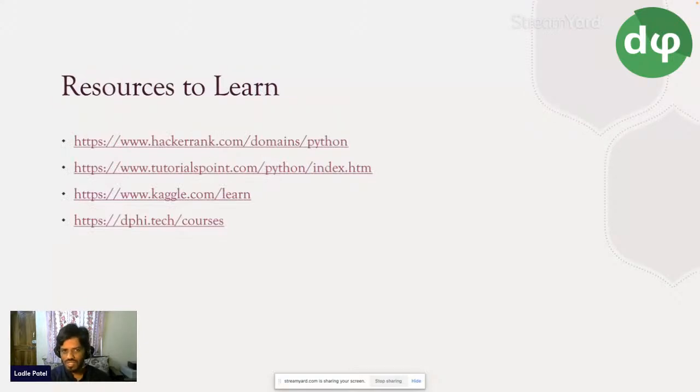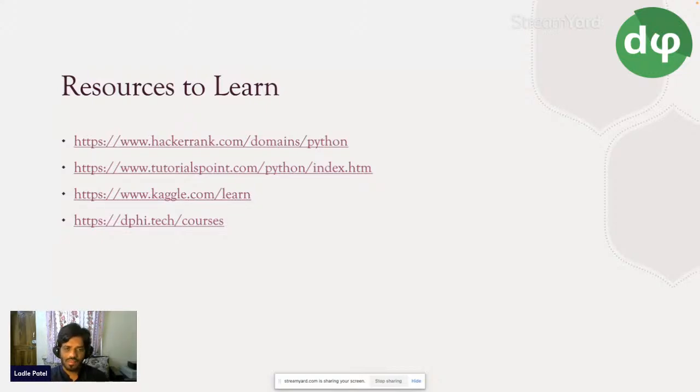So, some of the resources, obviously, for Python. HackerRank is very good. Tutorialspoint is very good. I'm sure you all have a profile in HackerRank for competitive programming, solving problems there. It will also help you crack big companies, because you become a competitive programmer. It will also help you become a good data scientist. Tutorialspoint is also very good for Python.